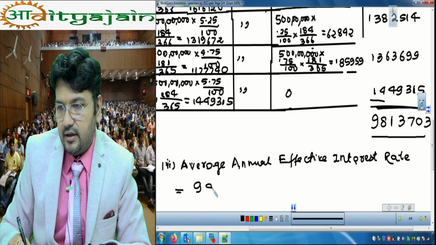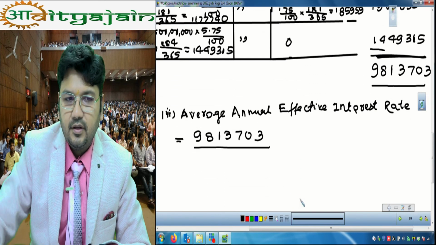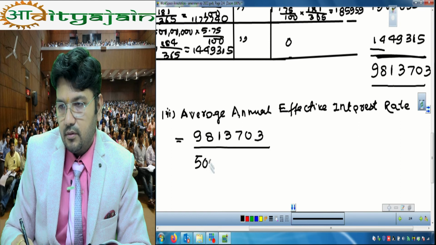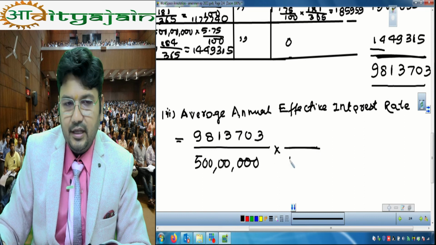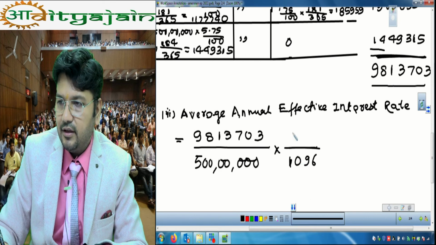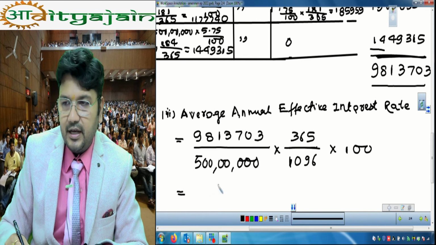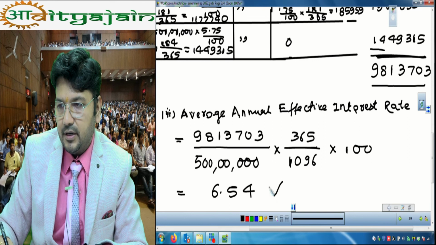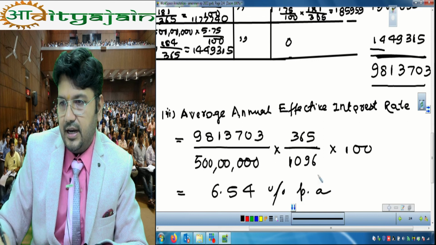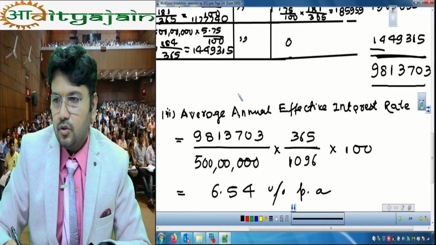So total amount of interest was 9813703 on how much loan? 500 lakhs. For how many days? 1096. So divided by 1096 means we are getting for 1 day. We need to calculate for per annum. So per annum rate will be 6.54% per annum. Question is very, very simple.